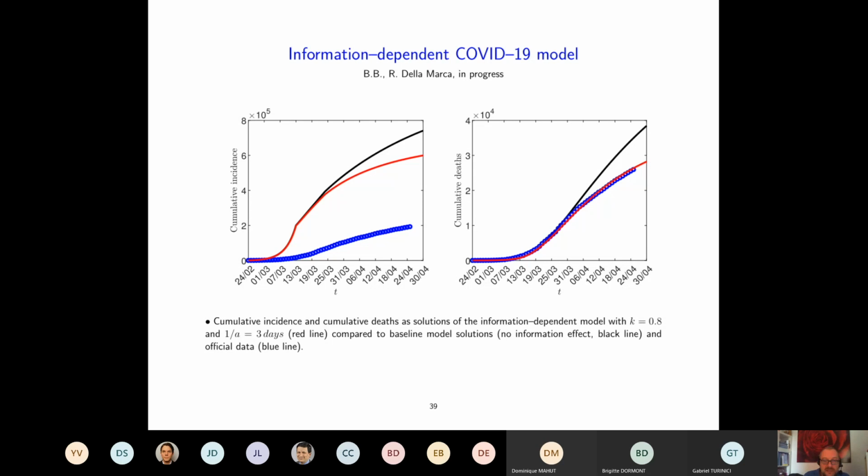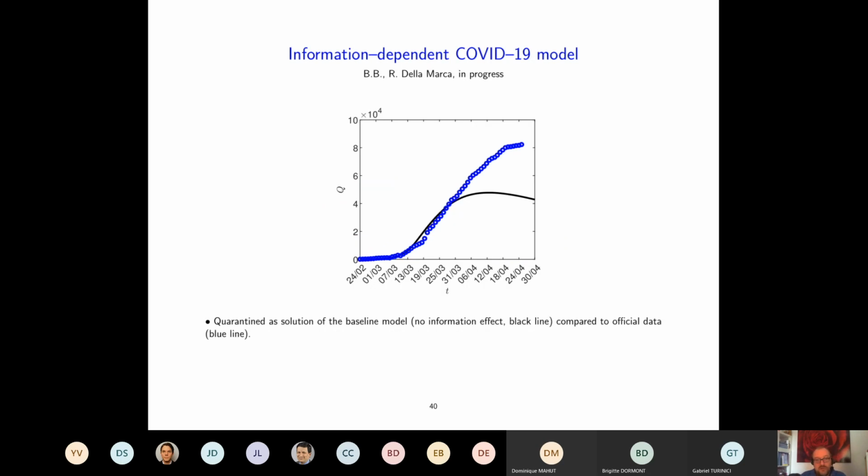And again, we can see the difference of the model without information on the quarantine, in this case quarantined individuals. And again, we have the comparison with the effect of information, which pushes the people again to respect the rules, so that the quarantine level is higher and closer to the real data. These results are just preliminary, and I think that's enough.